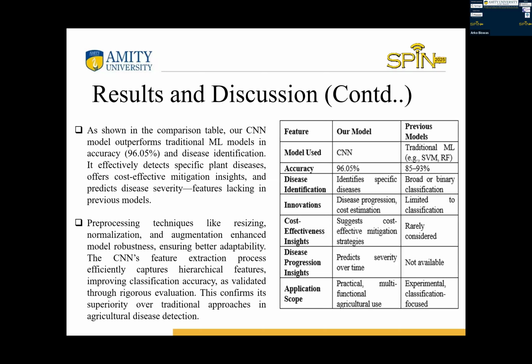And now this is the comparison table, showing how our CNN model outshines various other traditional machine learning models. As you can see in the table, our CNN model definitely outperforms with an accuracy of 96.05% in disease identification. It effectively detects specific plant diseases, offers cost-effective mitigation insights, and predicts disease severity, features which are lacking in previous models. Along with this, various pre-processing techniques like resizing, normalization, and augmentation enhance the model robustness, ensuring better adaptability. So all these things confirm the superiority over the various other traditional approaches in agricultural disease detection.